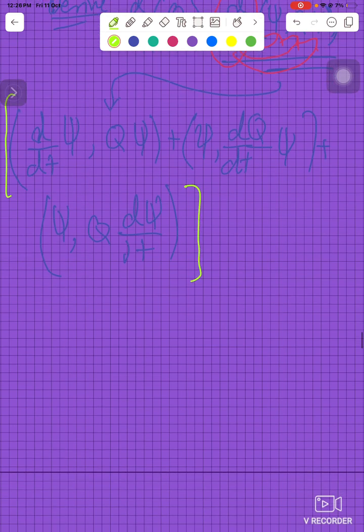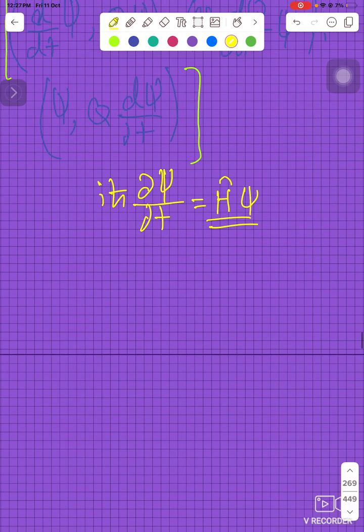Then we know that the Schrödinger equation says i ħ ∂ψ/∂t equals the Hamiltonian energy operator, where H equals p squared over 2m plus V.